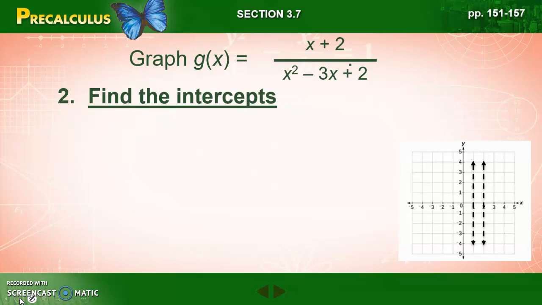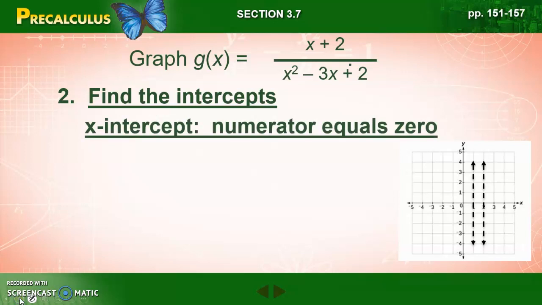To find our intercepts, we set x equal to 0 to find our y-intercept, and to find our x-intercept, we would set y equal to 0. In this case, we can also just take the numerator and say our numerator is equal to 0. Because we have a variable up there, we can set that equal to 0.